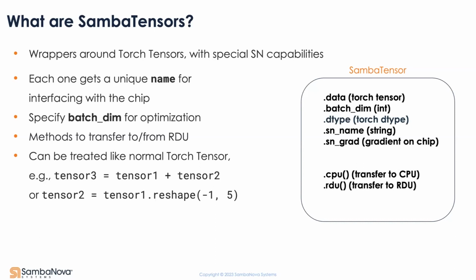So you'll see on the right side of this slide that we have a little list of commands. So .data, .batchdim, .dtype. Those will pull out the elements from the Torch tensor that's within the Samba tensor. And then we have special ones like SNName, which is the name of the Samba tensor, and SNGrad, which is the gradient on RDU. We'll pull it out for you. And then .cpu and .rdu will transfer things back and forth between devices. And overall, a Samba tensor can be treated like a Torch tensor. So you can add, you can subtract, you can reshape it, as you would a typical Torch tensor.